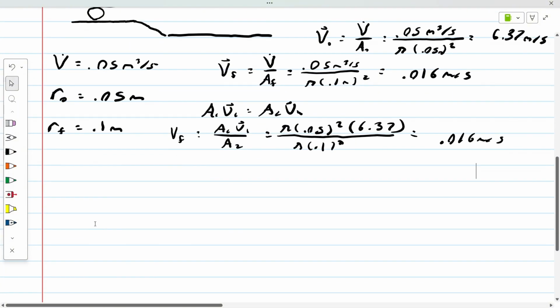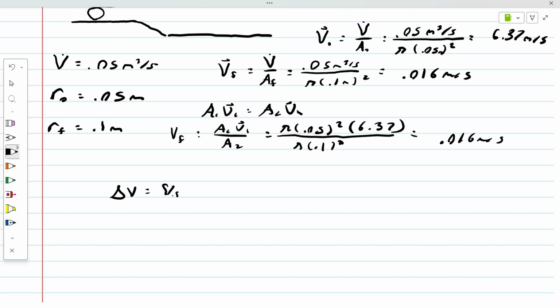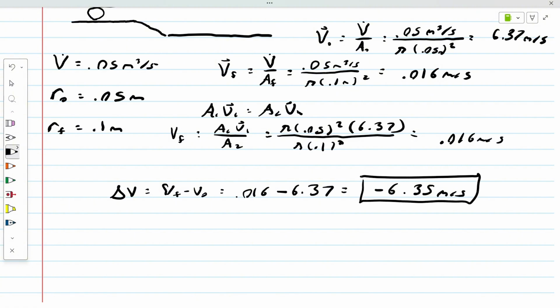And so now we just need to find the change in velocity, which is the velocity final minus velocity initial. This velocity is getting smaller since the pipe is getting larger. And so we get a change in velocity of negative 6.35 meters per second, and that'll be our final answer.